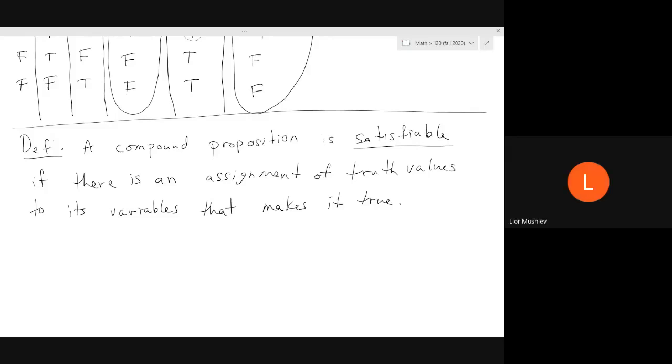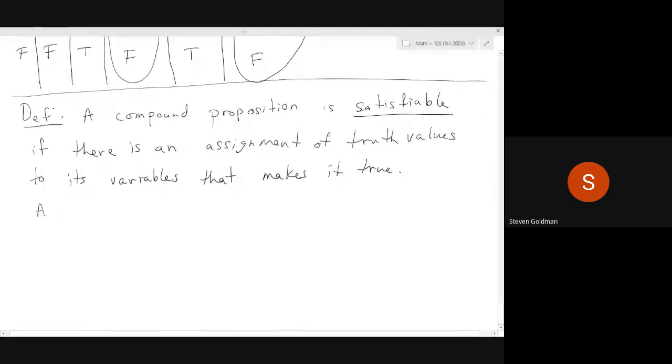And what if it's always true? Then it's satisfiable. If there is at least one case where it's true, then it's satisfiable. So a tautology, something that's always true, would be satisfiable. If it can never be true, in other words, it's a contradiction, then it's unsatisfiable.